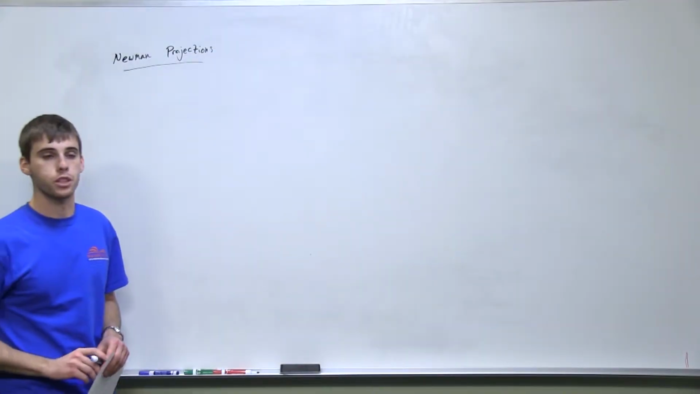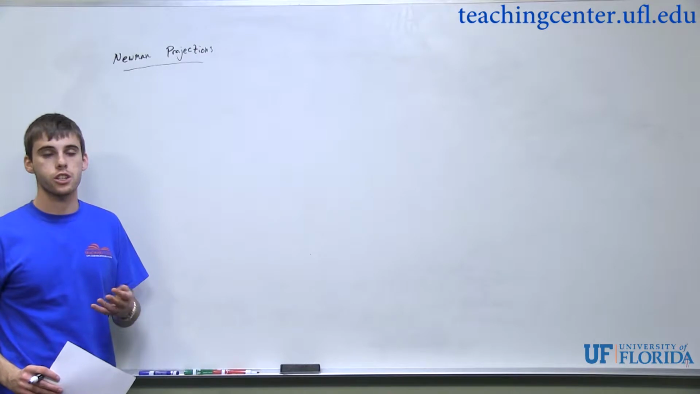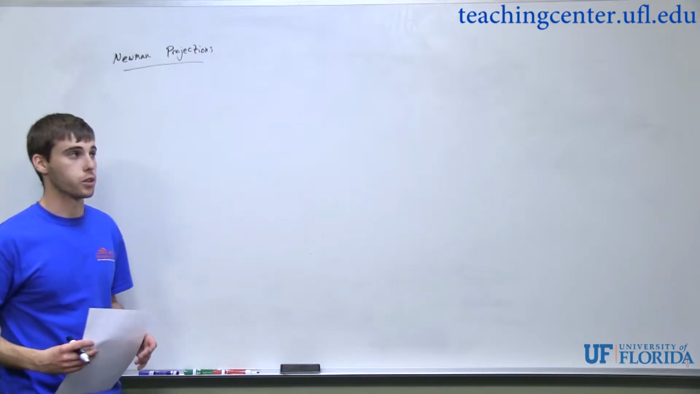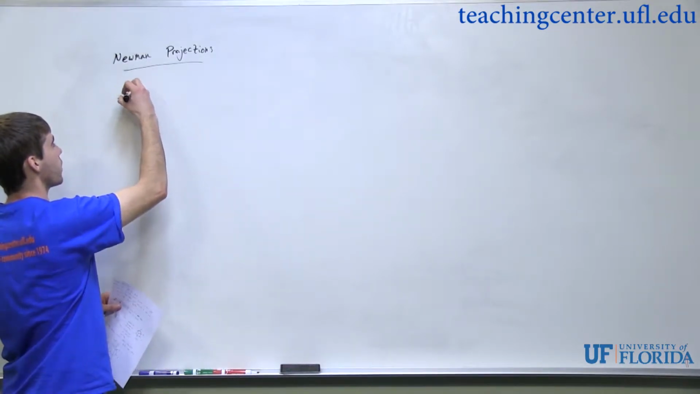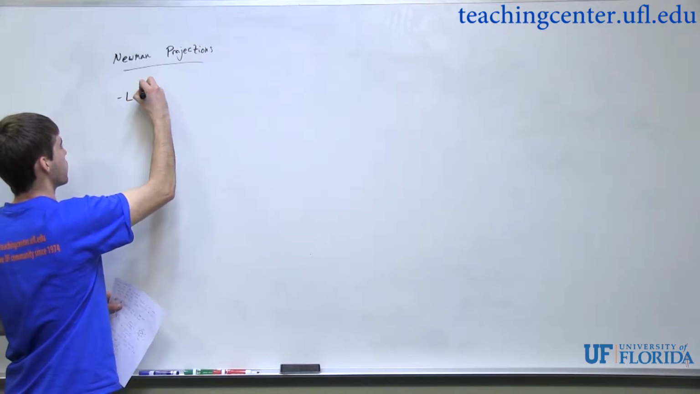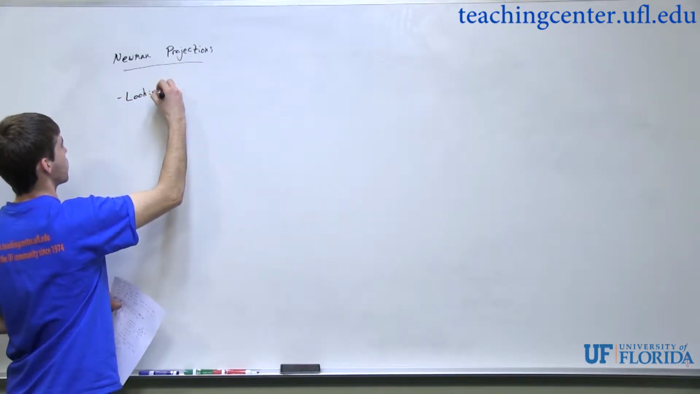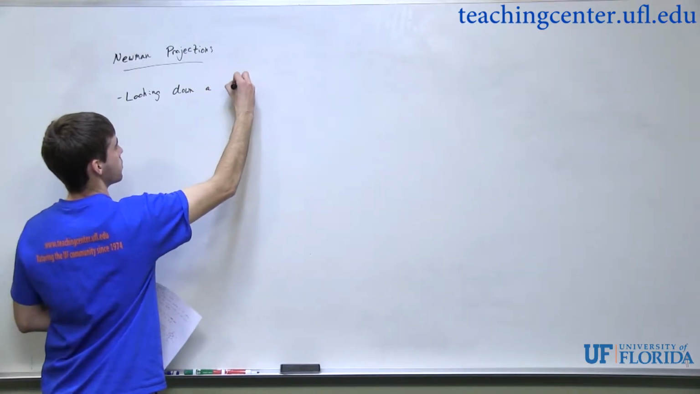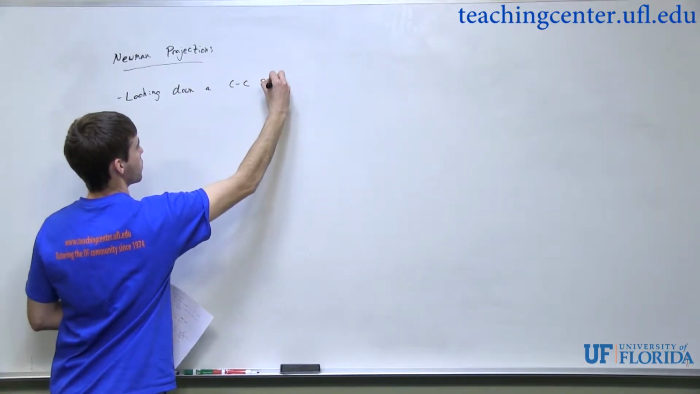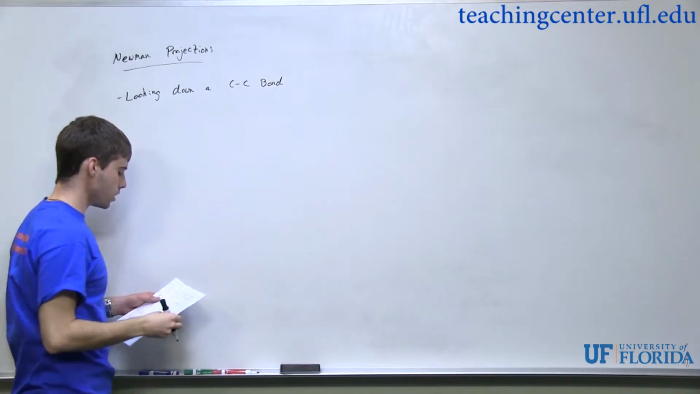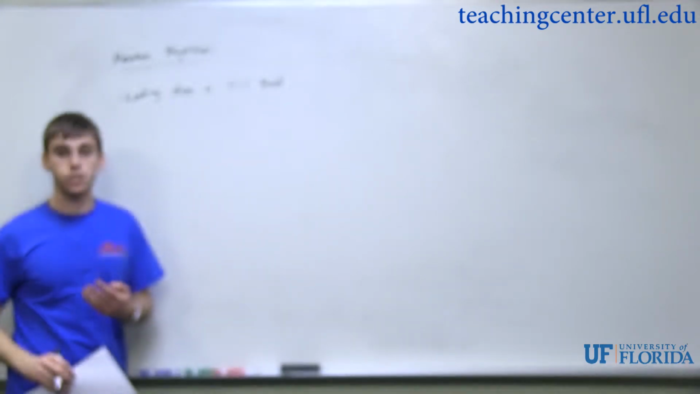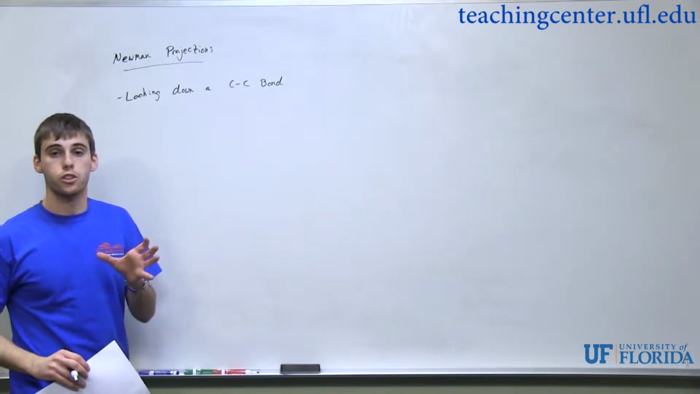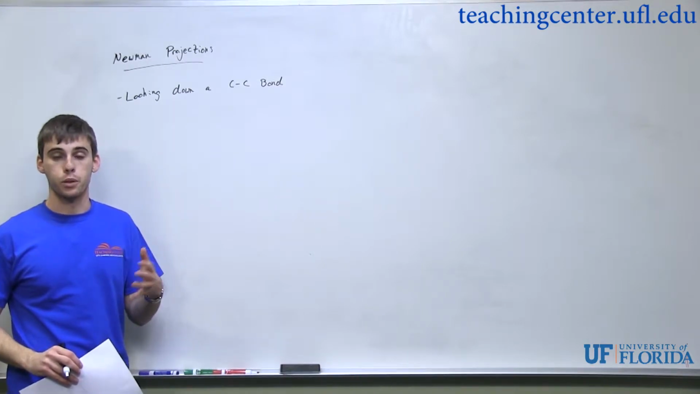So let's talk about Newman projections. A Newman projection is just a different way to look at a molecule. In a Newman projection, you're looking down the C-C bond. There are 3 steps that you want to go through to convert a line angle formula into a Newman.